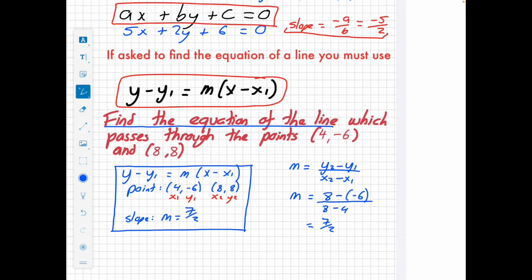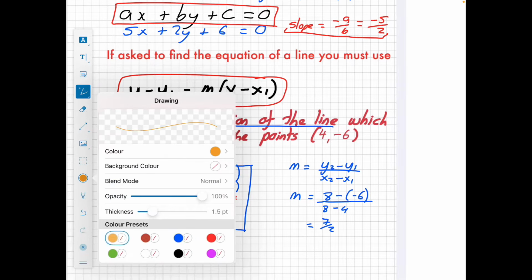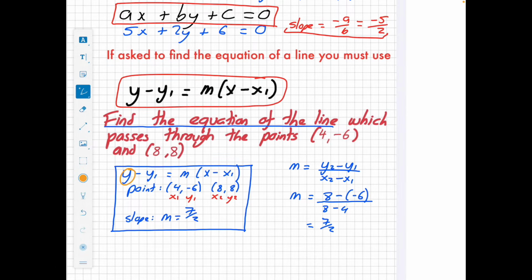Now, with my box filled in, I can go straight to my formula. So we know our formula is y, now this y here and this x, they don't change. So we're going to leave those as y's and x's. So it's y minus y1. I'm going to go to my formula here. So we have minus 6 is equal to m, which I just found out to be 7 over 2, bracket x, that x won't change, minus x1, which is minus 4.